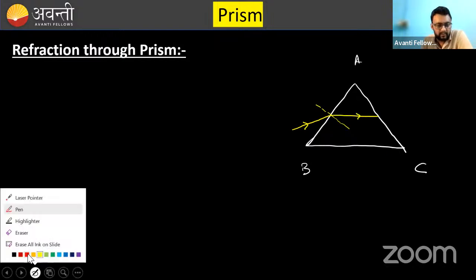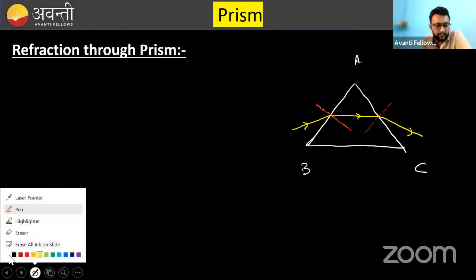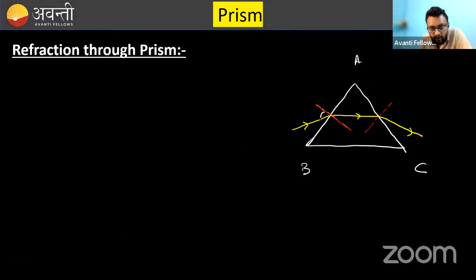If I draw a normal again, this ray will come out, and now this is moving from denser to rarer, so it will move away from the normal, something like that. Now there are a few angles you should remember. This is called the angle of incidence I. This is called the angle of emergence E. Remember each word. This is the first angle of refraction inside, that is R1. This is angle R2.